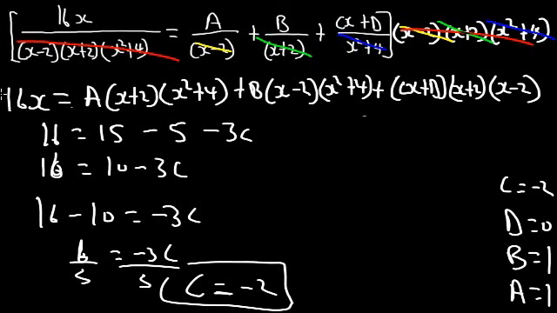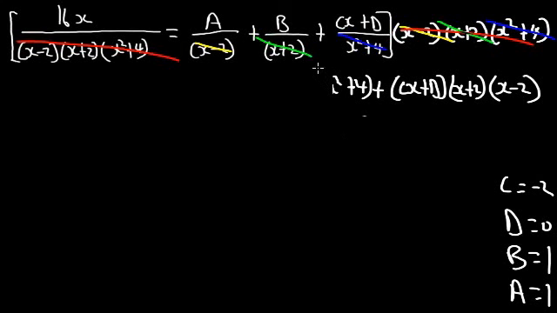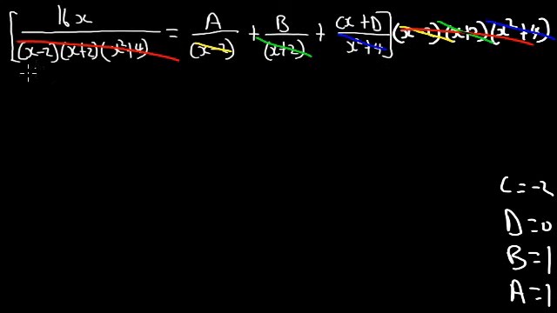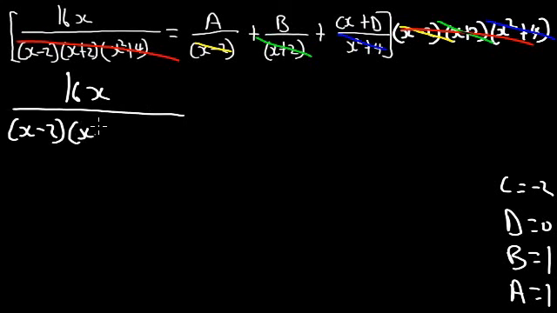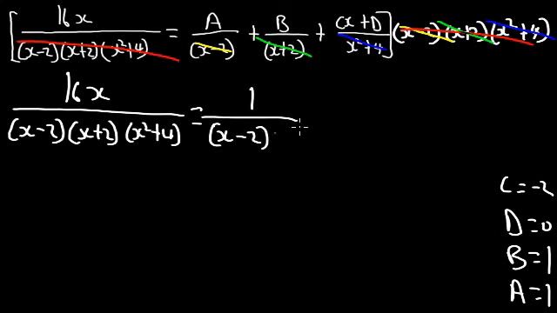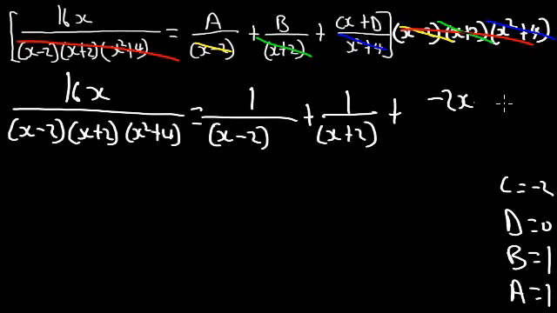We finally end up with everything. Now we can write the decomposition. 16x all divided by x minus 2, x plus 2, x squared plus 4 will now be equal to 1 divided by x minus 2, plus 1 divided by x plus 2, plus cx, that's negative 2x, d is 0, divided by x squared plus 4. This is our final answer.